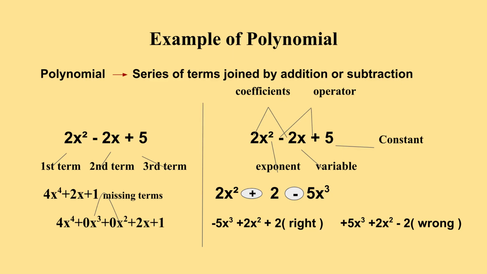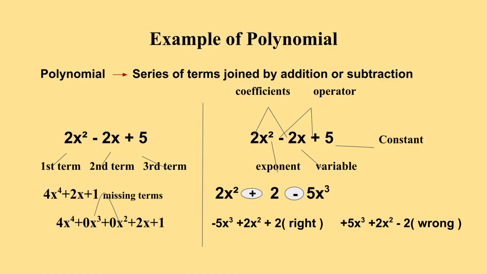We can write it in 2 ways. But the first is the right way. The second is the wrong way. Why? Because before writing, we check the signs as plus and minus. Here you see, in the first way, before 5x cubed there is a negative sign, as in this polynomial. And in the second way there is a positive sign before 5x cubed. This is wrong.